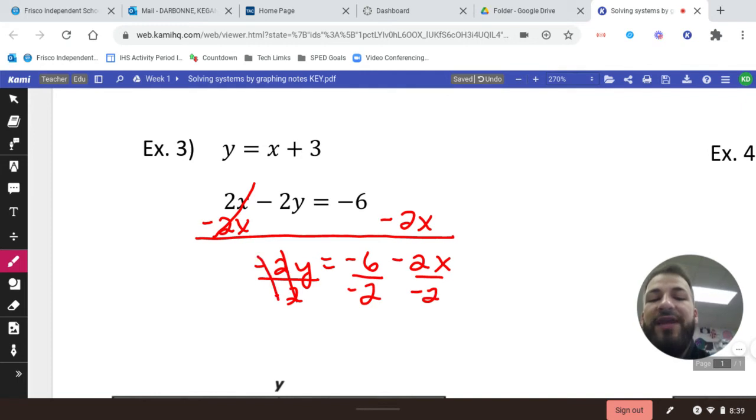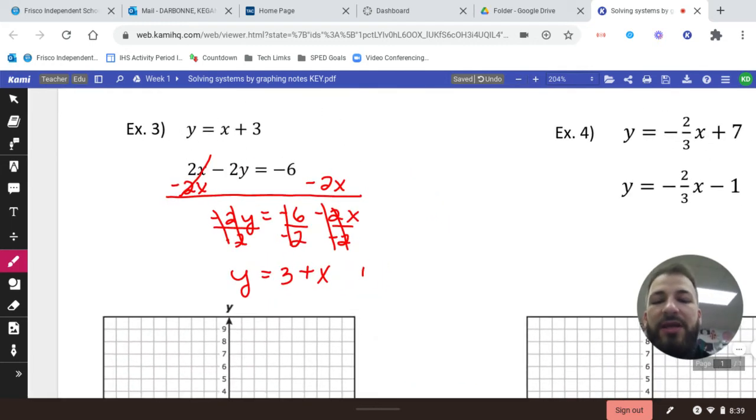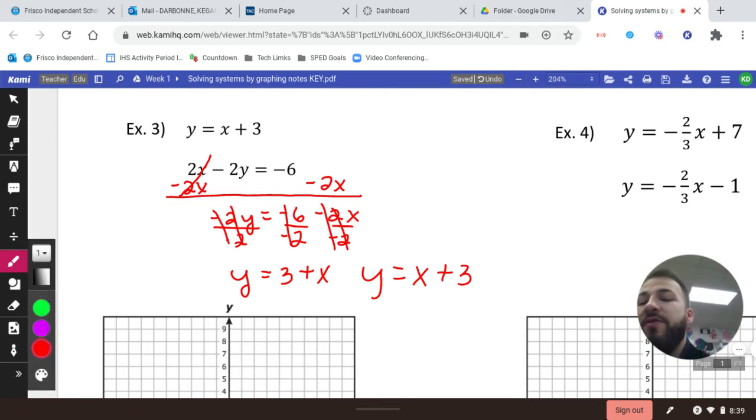So 2 and negative 2 cancel out, and negative 2 goes into 6 three times. So we get y is equal to 3 plus x. And just to make it a little easier, y is equal to x plus 3. Remember, we can always switch those two terms because of the commutative property in addition.